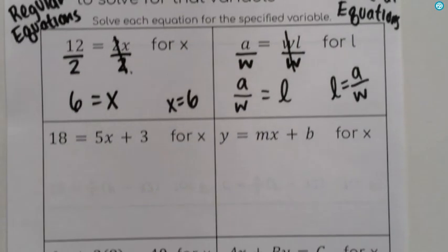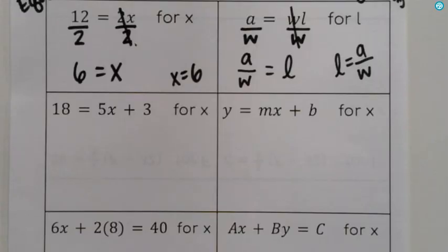Let's move on and look at the next one then. So the next one we've got 18 equals 5x plus 3, and we're solving that for x. And then we've got y equals mx plus b, and we're solving that for x as well. So let's start with the one with numbers.